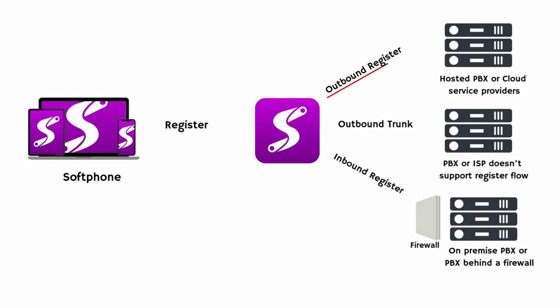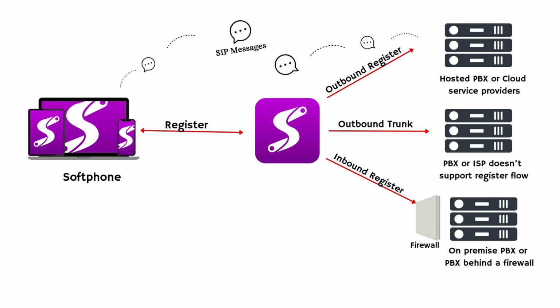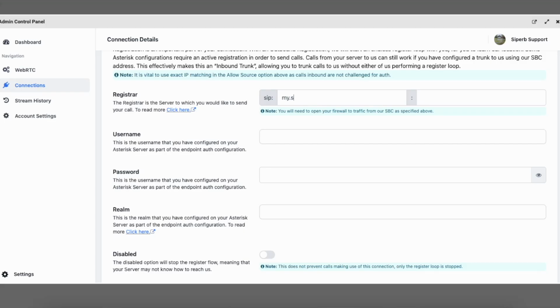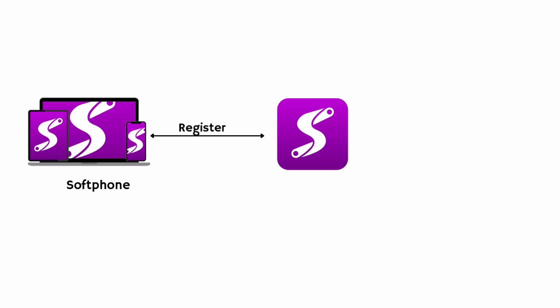Connections act as the link between your PBX or ISP and your Siperb account. Siperb can serve as a SIP proxy, routing SIP messages between your PBX and your Siperb account. Siperb handles automatic provisioning for your web or mobile soft phone. However, before you can make or receive calls, you will need to manually configure the connection in much the same way as you would enter the account details when setting up a typical soft phone. Let's break it down further.